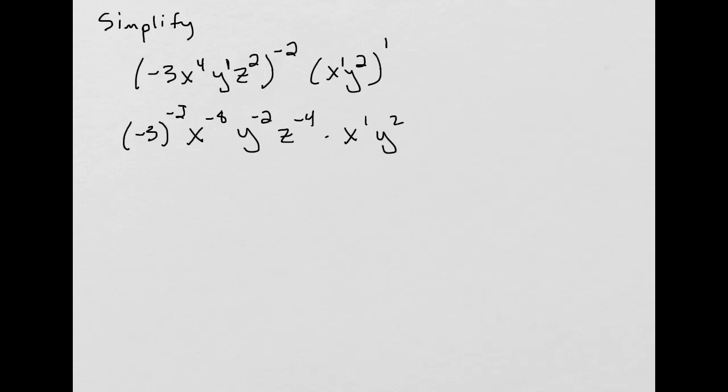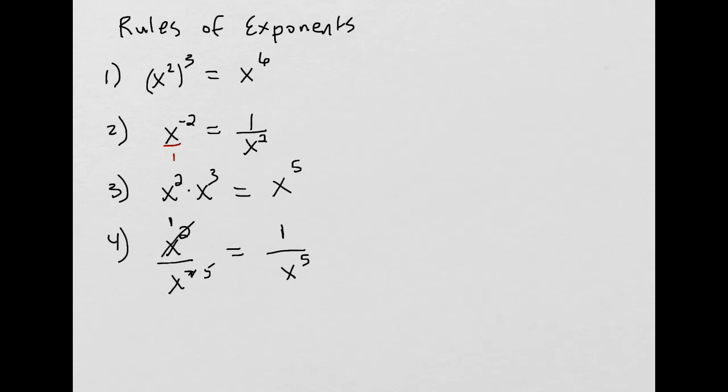Okay, so we've just applied that first rule of exponents. The second thing that we're going to do then is I take care of my negative exponents. So anything with a negative exponent is going to get flipped, or another way to say that again is we're taking the reciprocal of that base.